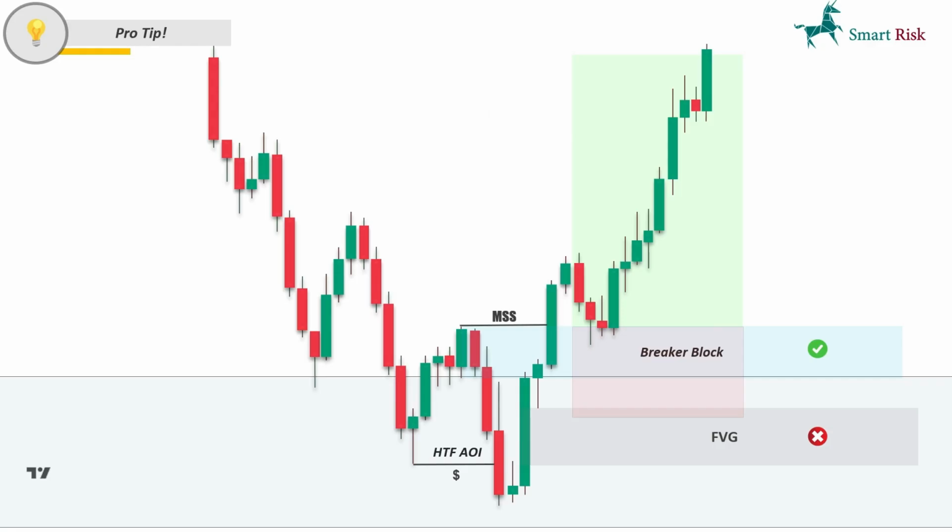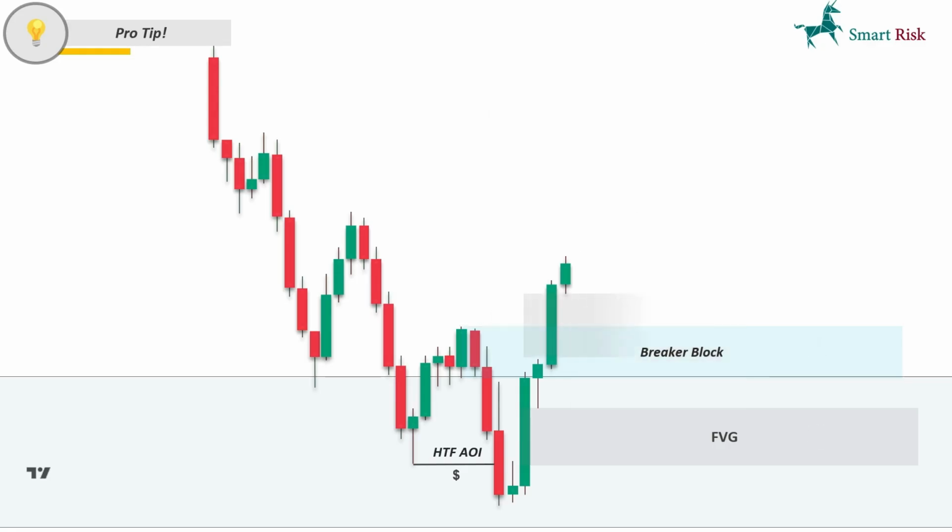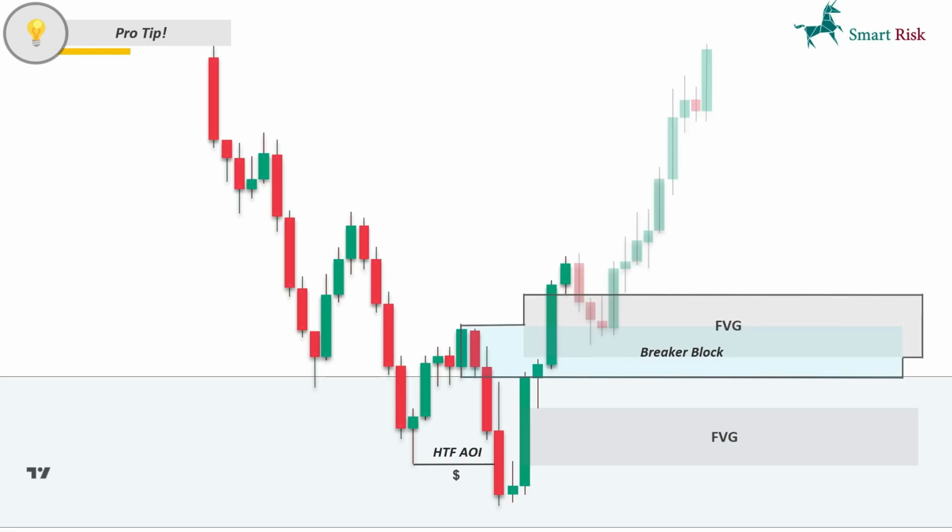However, keep this in mind. If a breaker block overlaps with a fair value gap, that confluence significantly increases the probability of the setup. That overlap makes the breaker block zone much stronger and more reliable as an entry model.